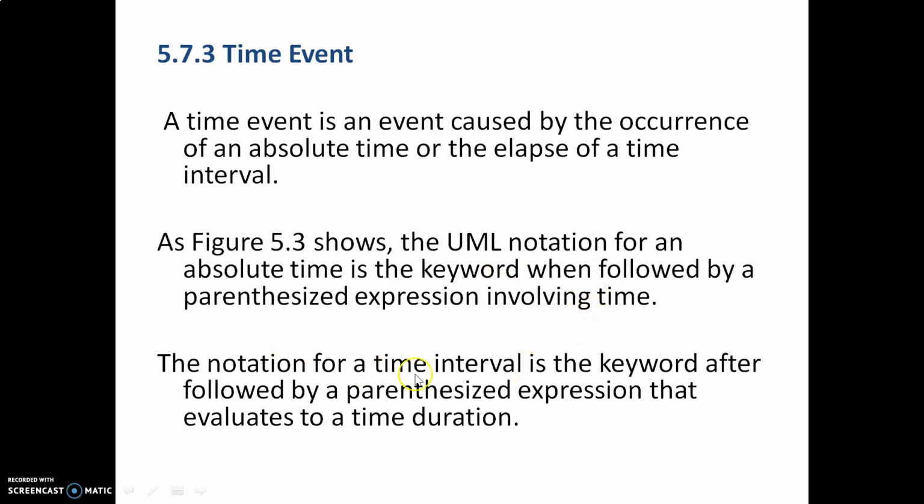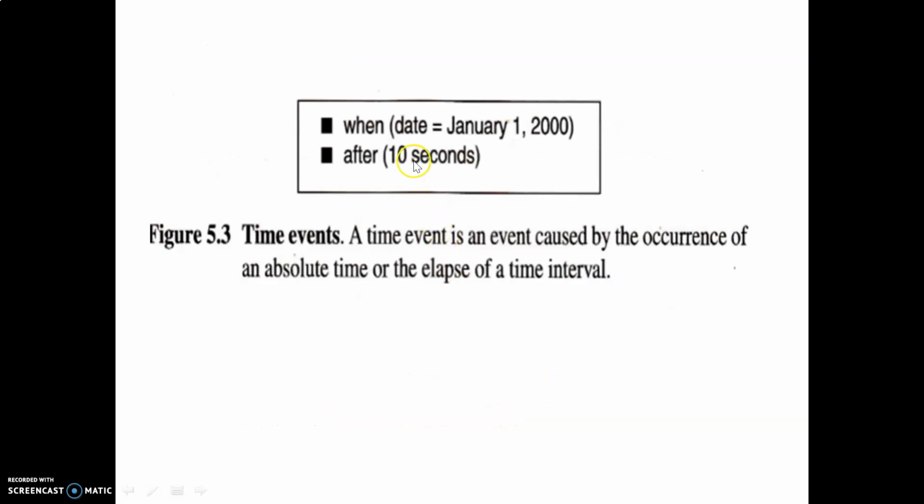The notation for a time interval is the keyword after followed by a parenthesized expression that evaluates to a time duration. So after is another keyword which is talking about time. Look at this example here: when date equals a particular date, you're using when. But if you're talking about some elapse of an interval, then you're using the keyword after. So both keywords are used to denote the time event.